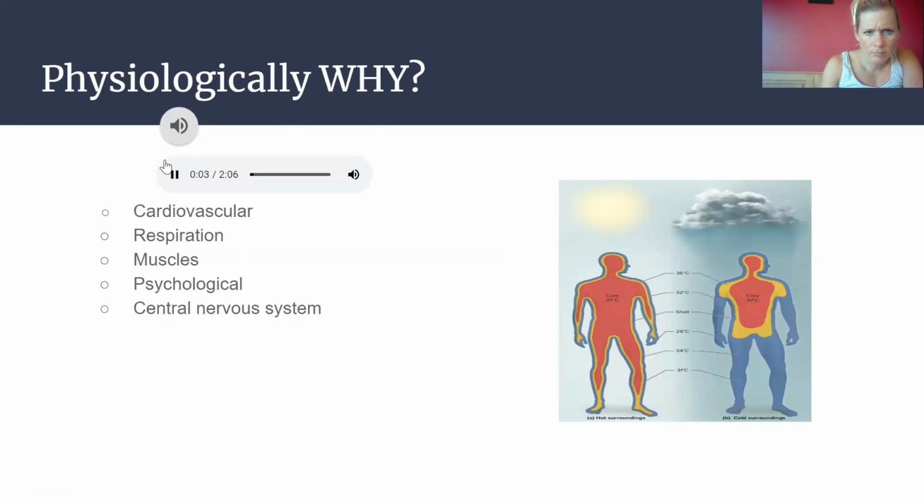Physiologically, why? Cardiovascular, respiration, muscles, psychological, and the central nervous system all play a role in trying to keep the body in homeostasis. So starting out, the cardiovascular, the body will send blood to circulate through the skin, which in hopes will try to cool the body down.